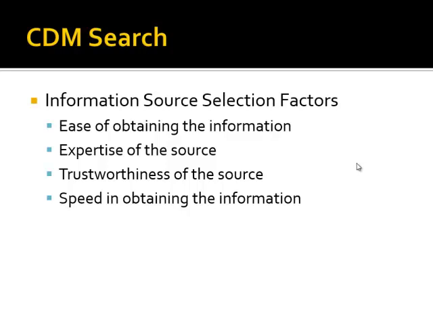So, what factors influence the source of information we select? One is the ease of obtaining the information. Information that's easy to get is more attractive. The second one is the expertise of the source. Do they really know what they're talking about? Are they objective? The third one is trustworthiness. Can we trust them? Do they have an agenda? Do they have our best interests at heart? If you combine expertise and trustworthiness, another way to say that is credibility. And then the fourth factor is the speed. How quickly can we get the information?